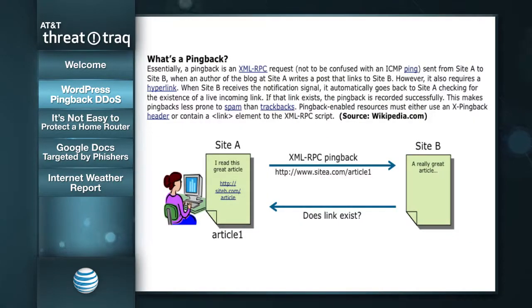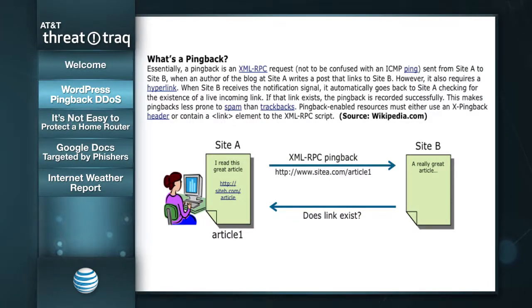To give an example, here's Site A on the left-hand side, and this person is writing about an article, and maybe she has some thoughts or insights about it. She references that she read this great article, and maybe she has some extra additions to it, but she links that article in her article. Then the WordPress engine makes an XML-RPC pingback request over to Site B, which is the link that she had provided in her article.